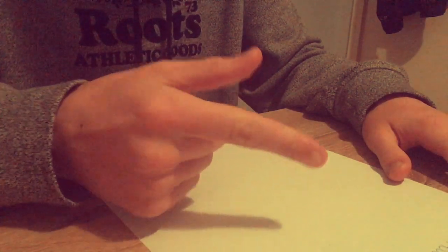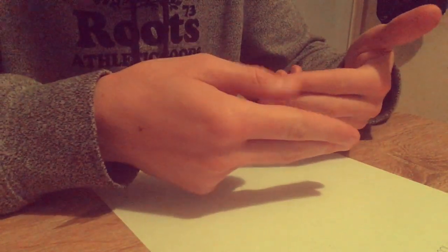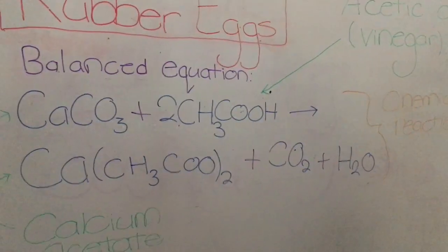If only there's some way I could remove the shell, leaving just the membrane. Got it. I will dissolve the shell, leaving just the membrane. A membrane that will allow molecules, such as water, to pass through.